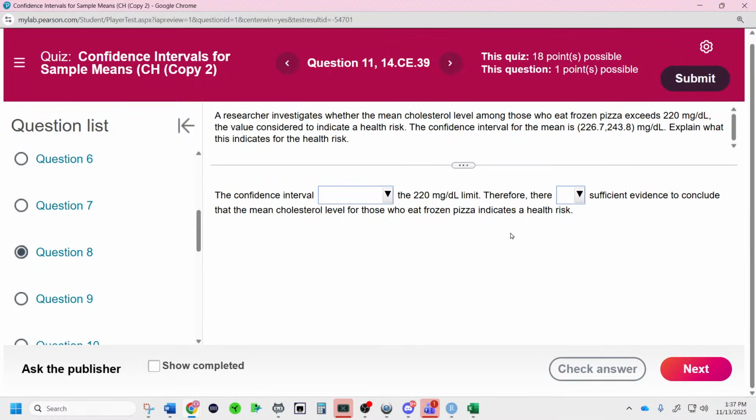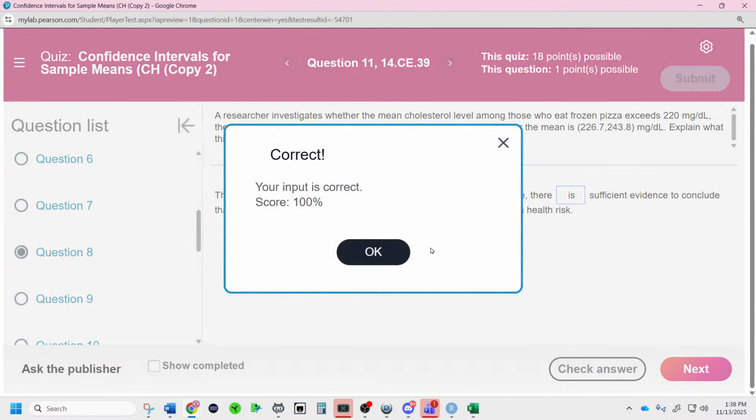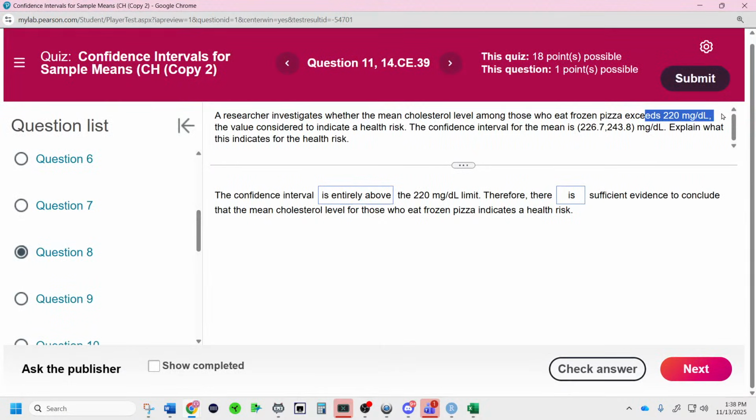So the confidence interval goes from this to this, and if you have above 220, that's risk. So the interval is saying we think the true mean cholesterol level for people who eat frozen pizza is contained in the interval 226 to 243. So the interval is entirely above. So this is evidence of sufficient risk because we have evidence that the true mean is higher than this, because we're confident, 95% confident, that the true mean is greater.